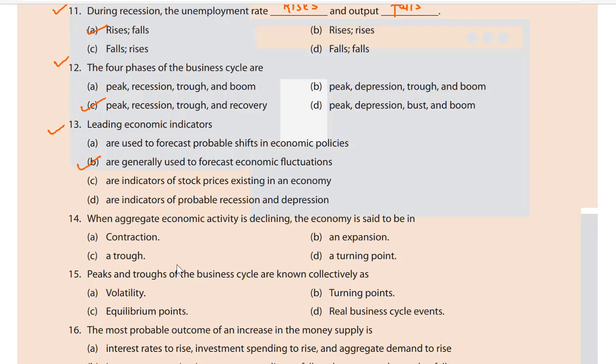It would be B, are generally used to forecast economic fluctuations.